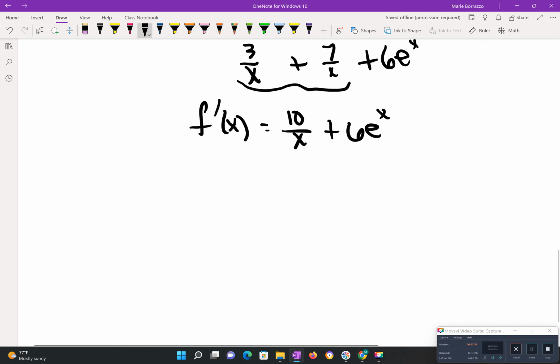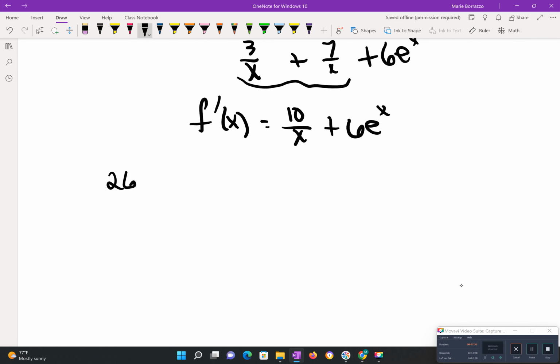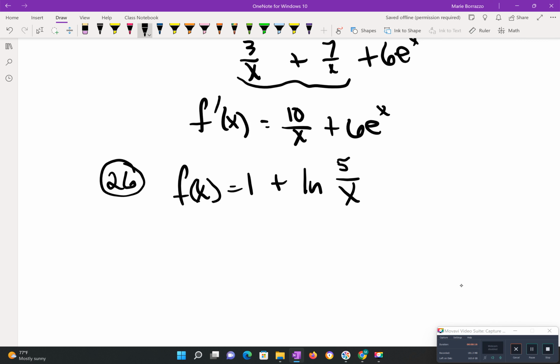All right, number 26. Use appropriate properties of logarithms to rewrite f of x and then find the first derivative. Okay, so we have the original f of x equals 1 plus the natural log of 5 over x squared. I'm sorry, x to the 4th.